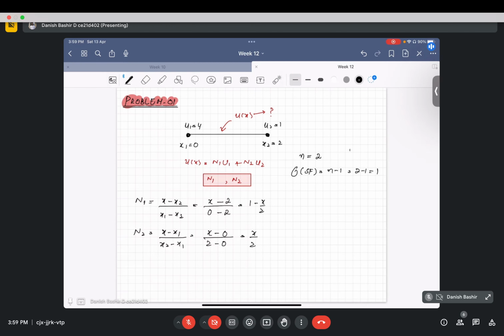So finally our u of x will be equal to N1 u1 plus N2 u2. N1 is equal to 1 minus x by 2. Hope you people are following. And the value of u1 is 4, it is given. Plus N2 is x by 2 and the value of u2 is 1. So when you solve this, u of x comes out to be 4 minus 3 by 2 x.